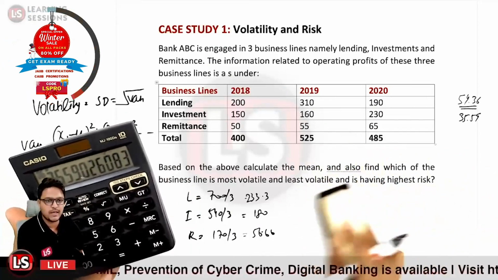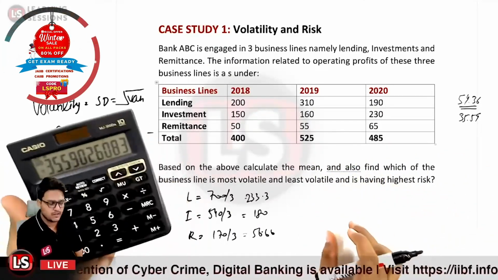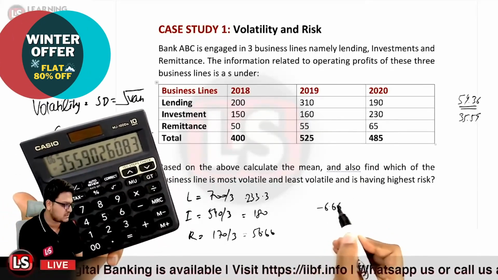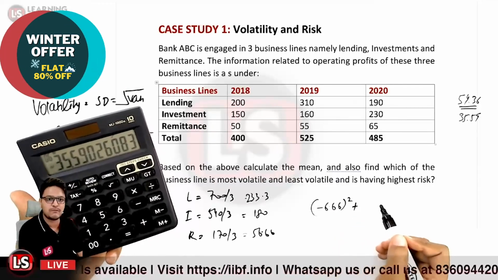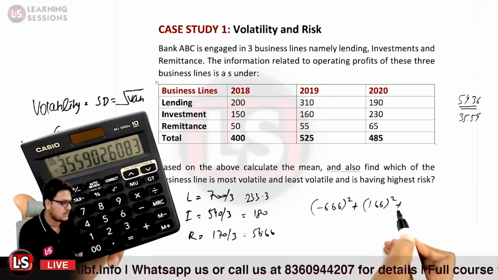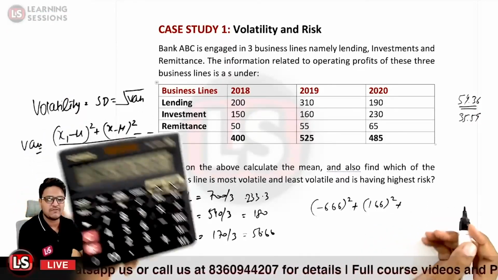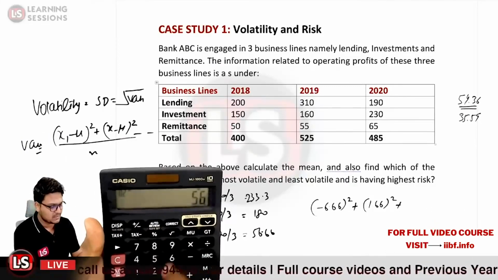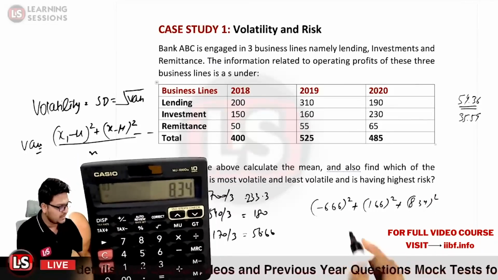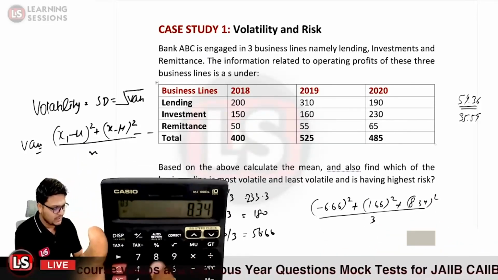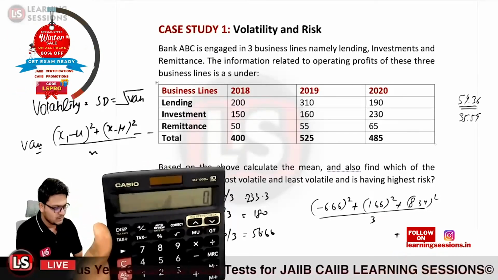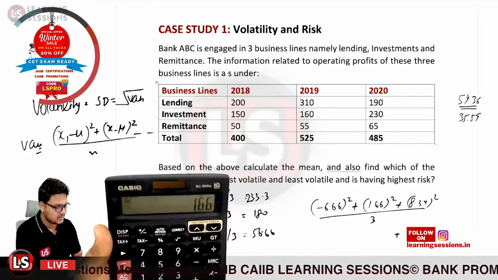Okay, we need to calculate it for the third one now, where the first part would be 50 minus 56.66, so it will be minus 6.66 square, plus 55 minus 56.66, so it will be 1.66 square, plus 65 minus 56.66, that is equal to 8.34 square, and divided by 3. So 8.34 into 8.34 comes out to be 69.55 plus 1.66 multiplied by 1.66, it is 2.